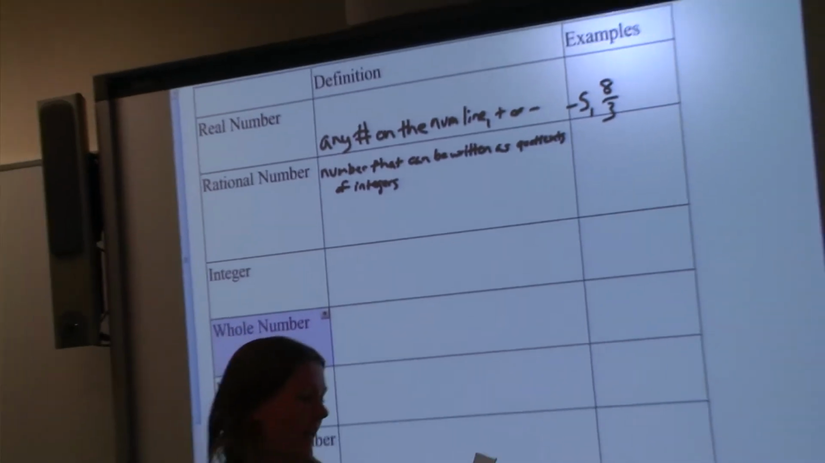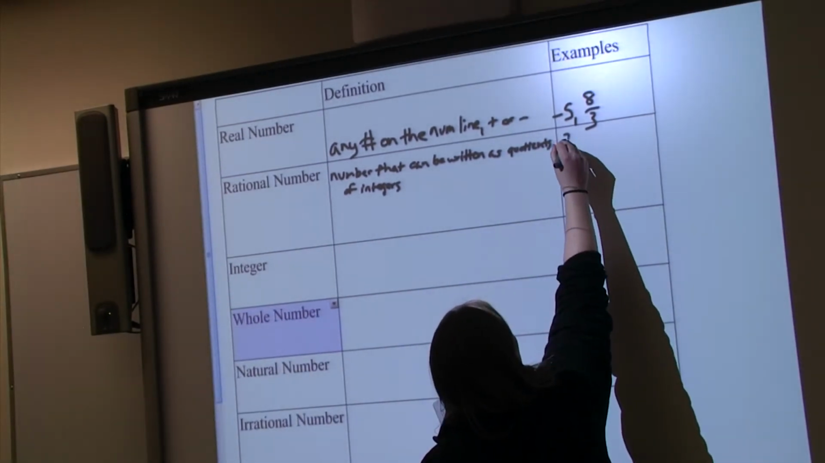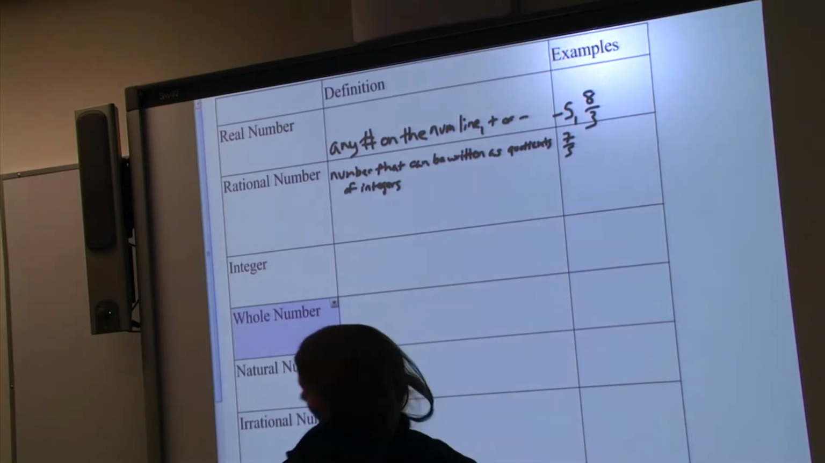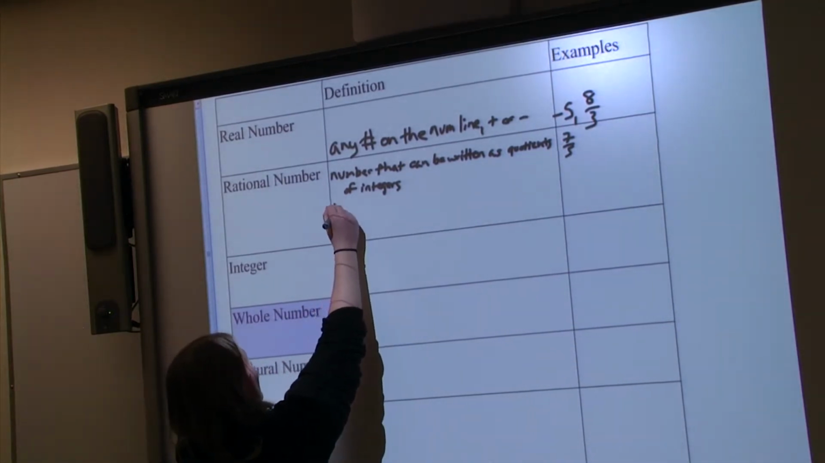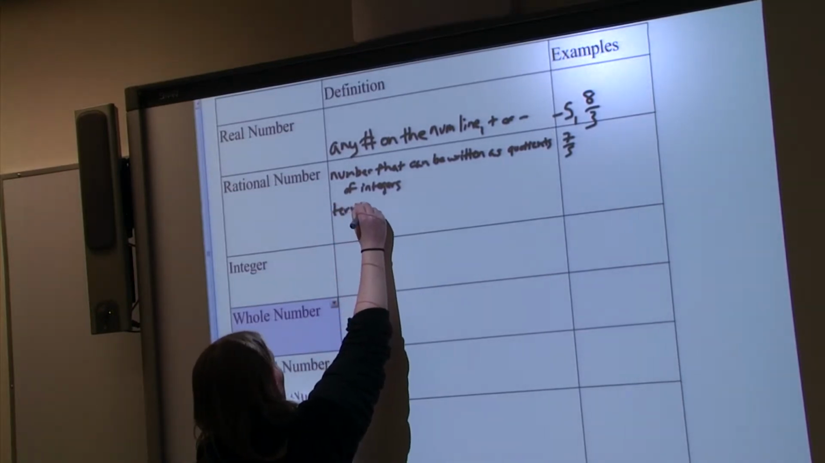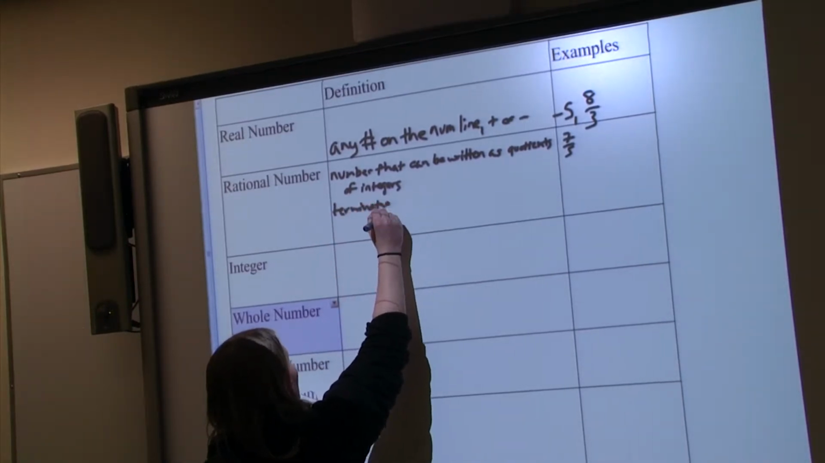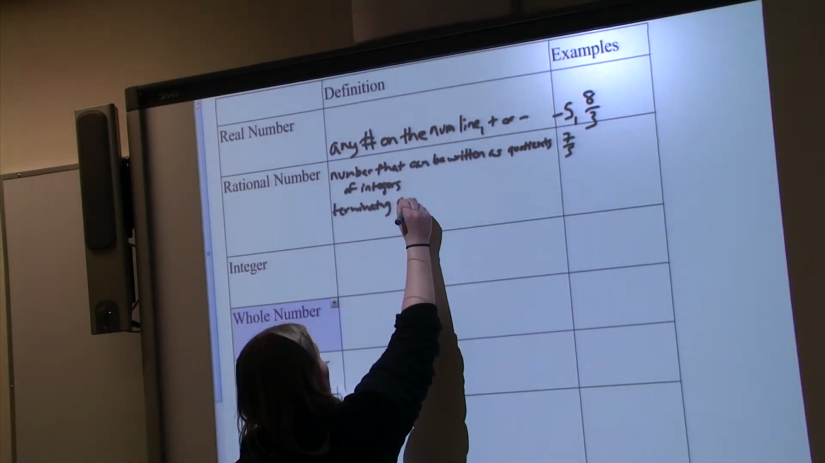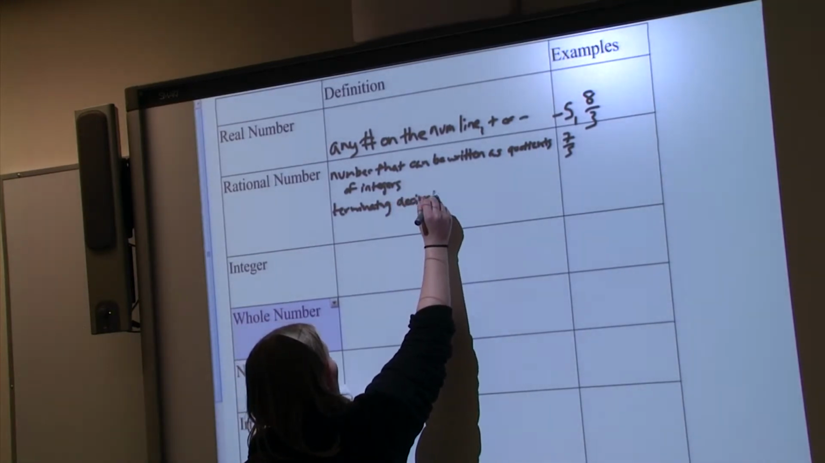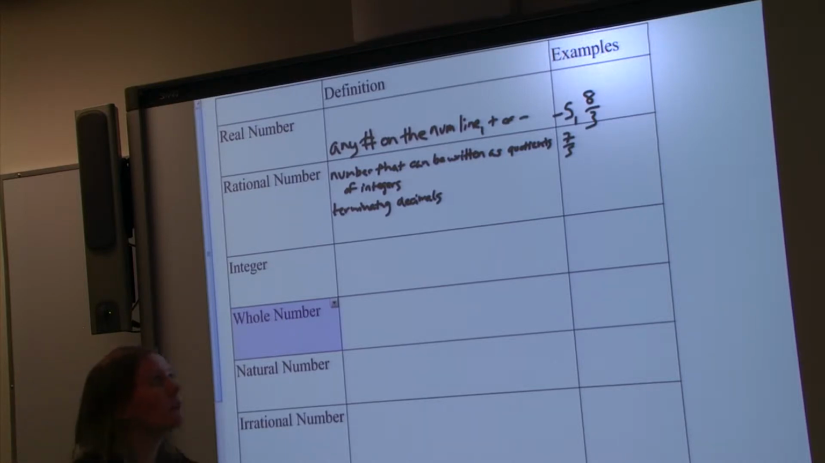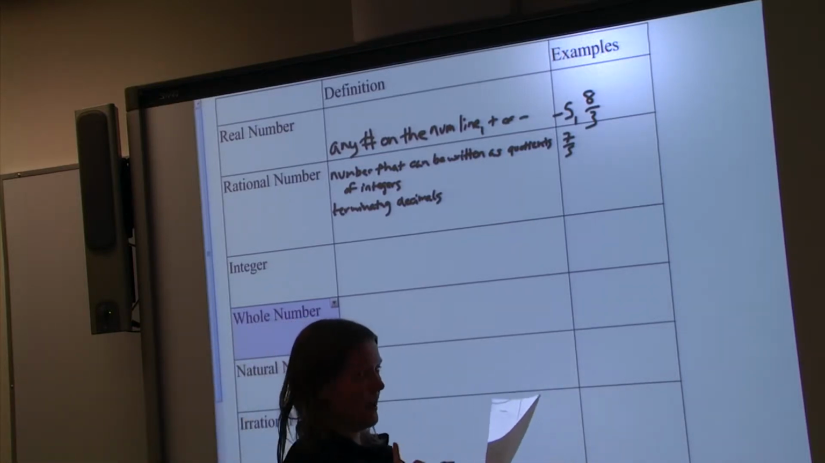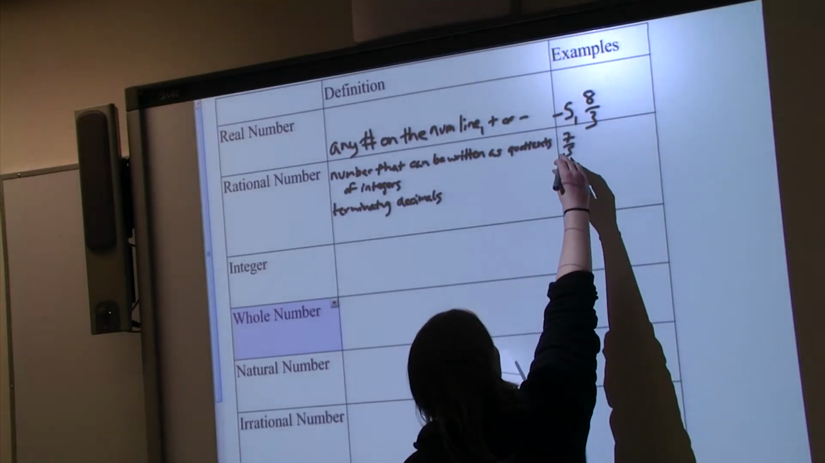And then an example of that would be 7/5. You also have terminating decimals. Does anyone have an example of that? A decimal that terminates? 1/3? Not yet. We'll get to that in just a quick second.